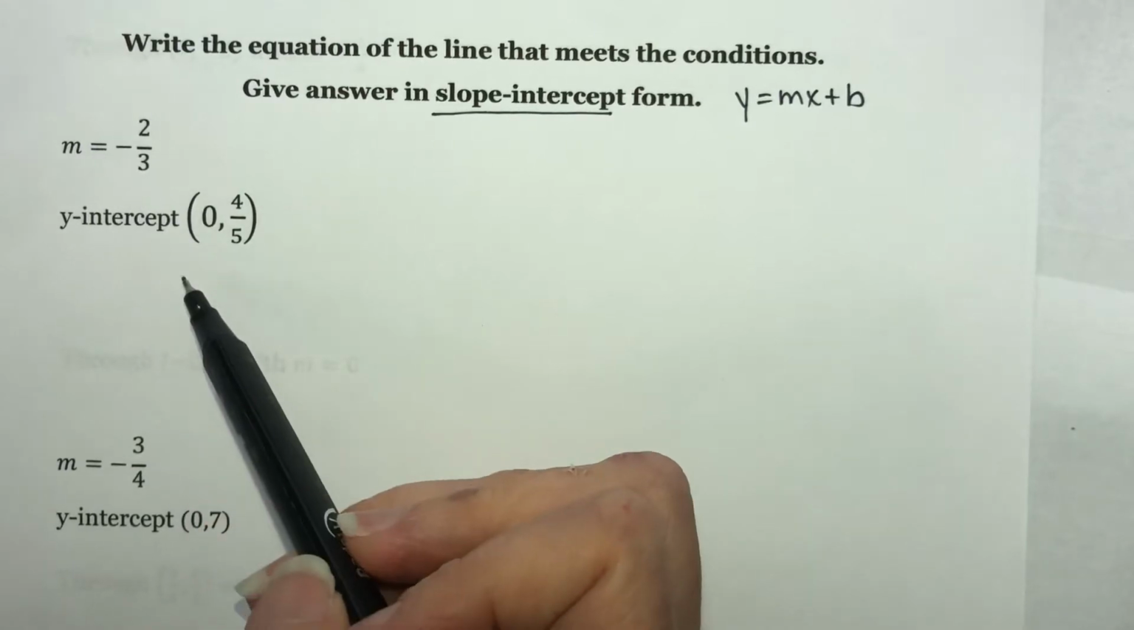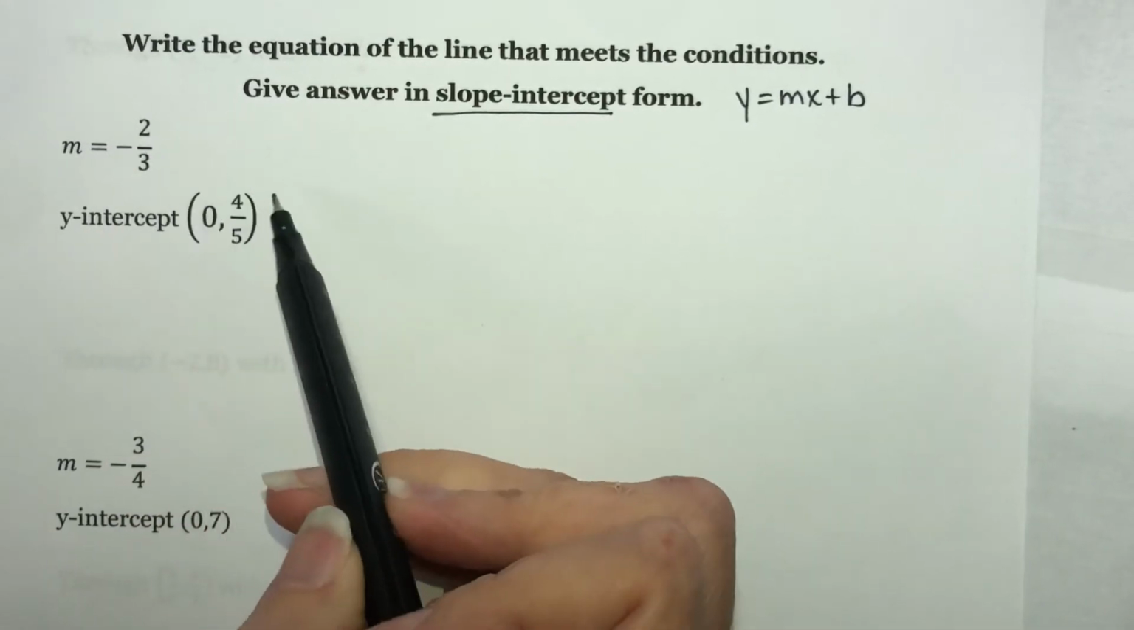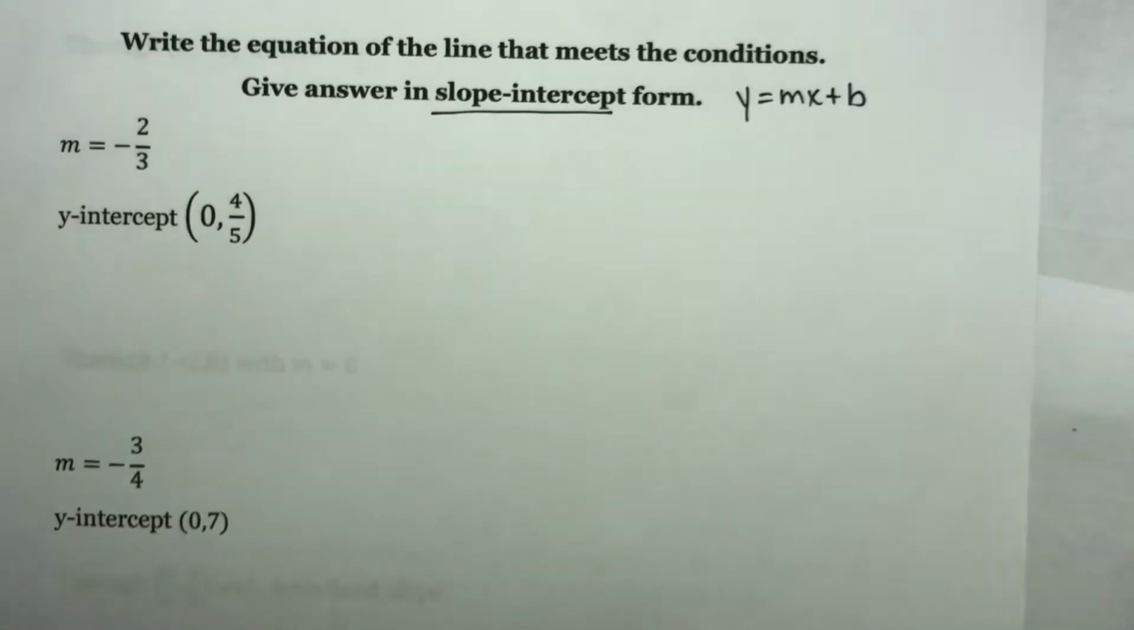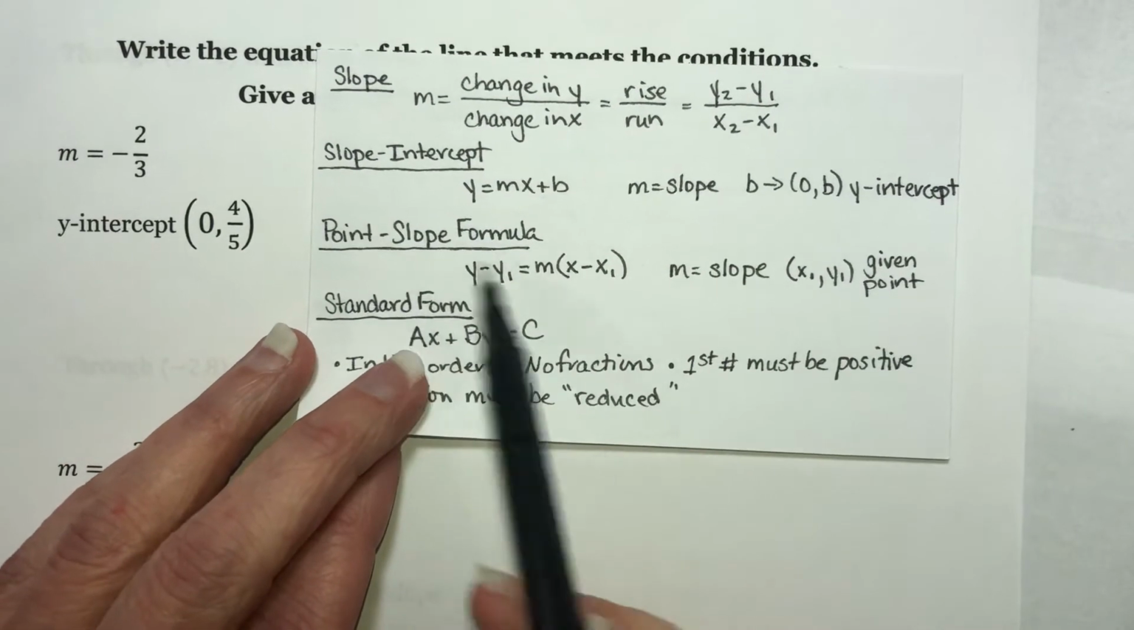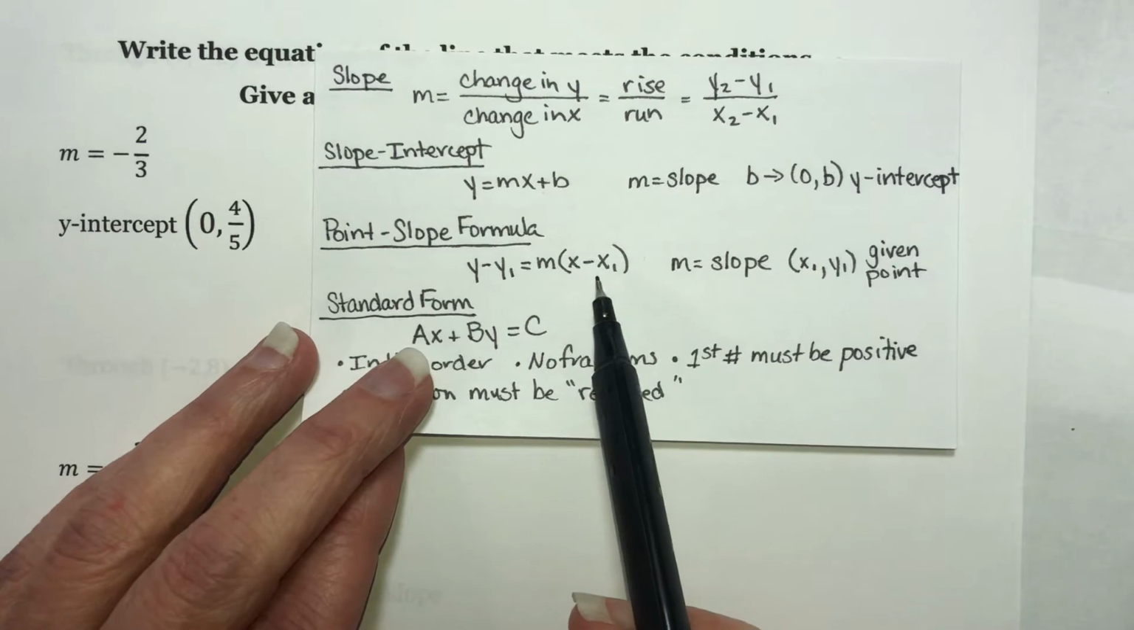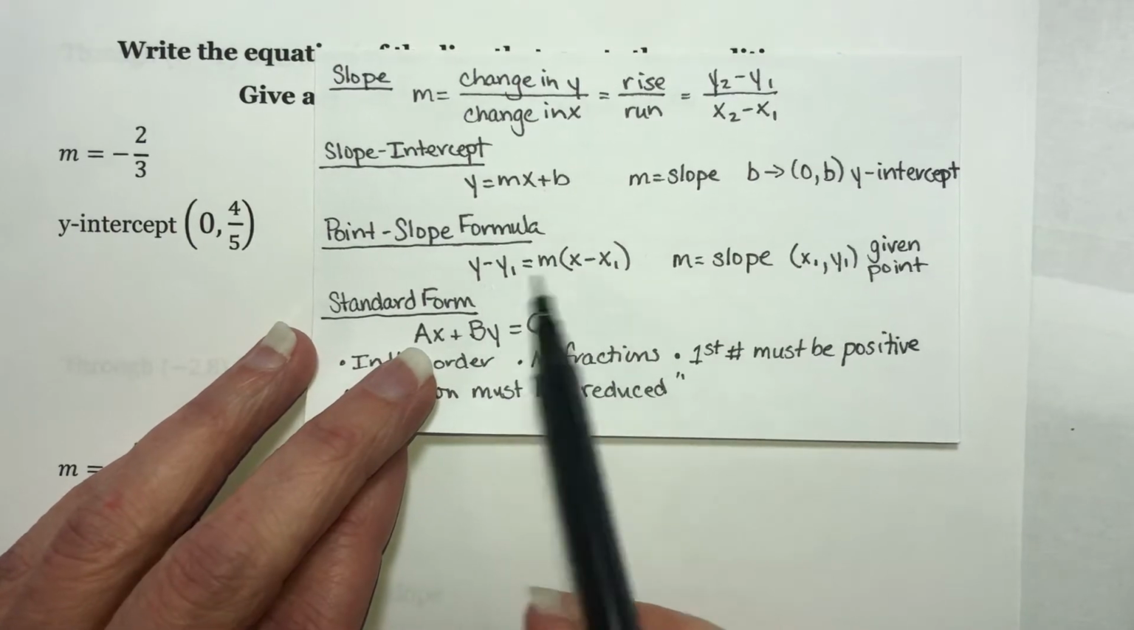Now, on this problem, we are given a slope and we are given a point. Since we are given a point and we are given a slope, we can use point-slope formula. And I can work it this way.